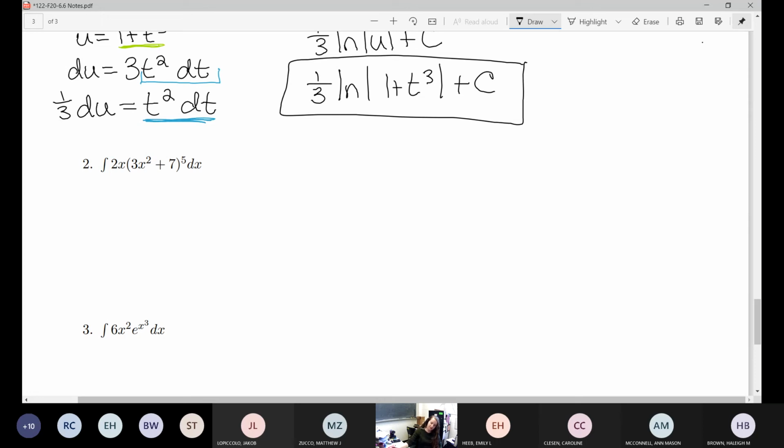So for this one, we have 2x times 3x squared plus 7 to the 5th power. So here, since we have something inside of parentheses, it's probably going to be the thing inside of the parentheses. That's going to be our u. So let's let u be 3x squared plus 7. We take our derivative, so du equals 6x dx.